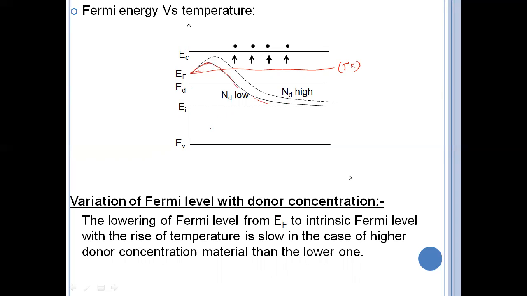Now, if you increase the donor concentration, what happens? The shifting of Fermi level towards the conduction level will take a little more time towards the conduction band, and then the criteria is very similar to before, and the shifting towards the intrinsic level is the same.